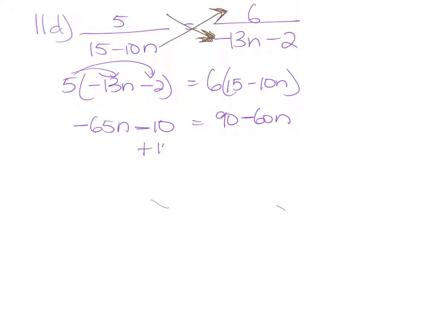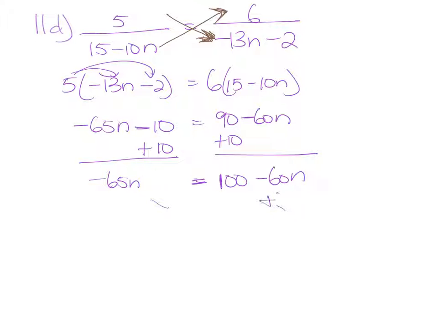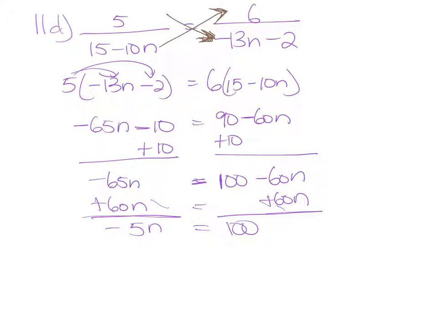We will add 10 to both sides so that we end up with constants on one side. So that's minus 65n is equal to 100 minus 60n. I only want unknowns on one side, so I will add 60n to this side and add 60n to this side, and that will give me minus 5n is equal to 100. I divide both sides by minus 5, and I get that n is equal to minus 20.